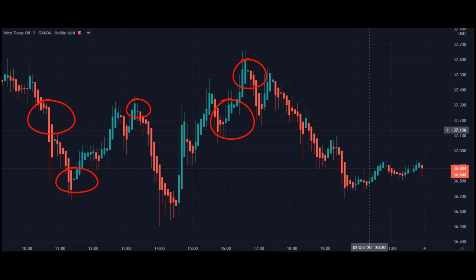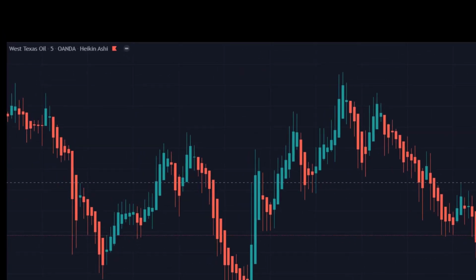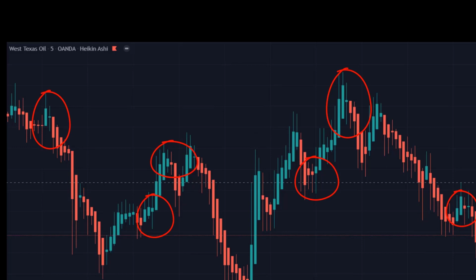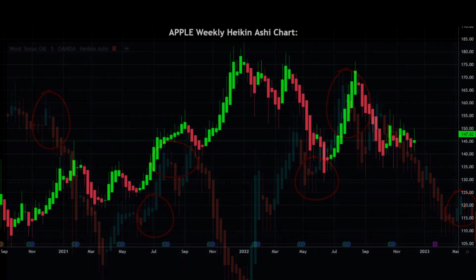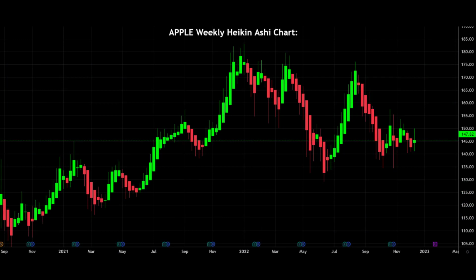So if we've smoothed out the trends and made them even more obvious, if we came across one of these dojis or spinning tops, then it's more likely that, like I say, it's going to signify a possible change in the price direction. So let's take a look at a few examples. I've got a couple of examples here to show you different time frames and markets.